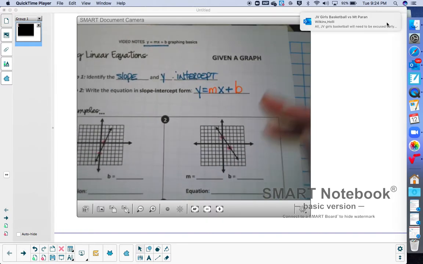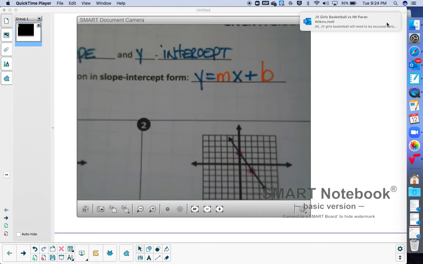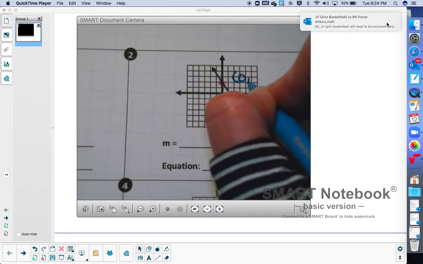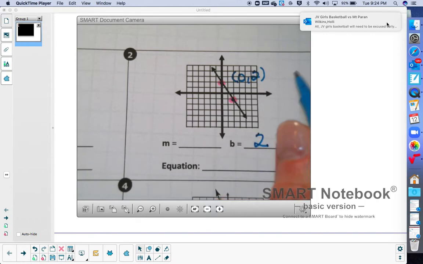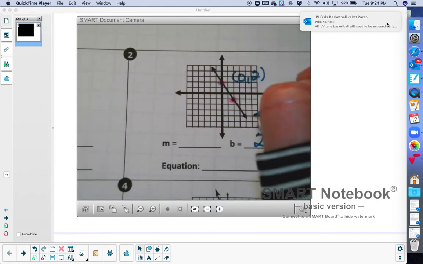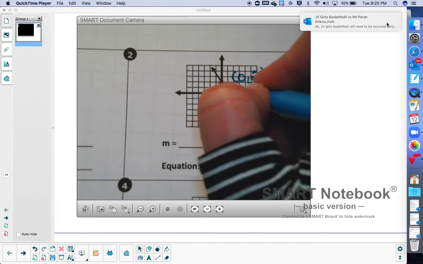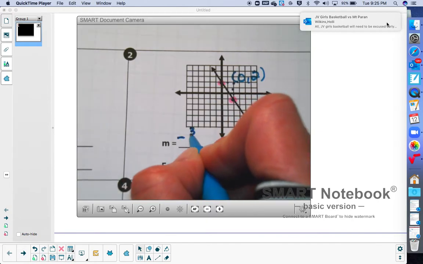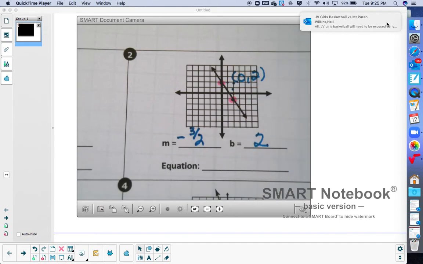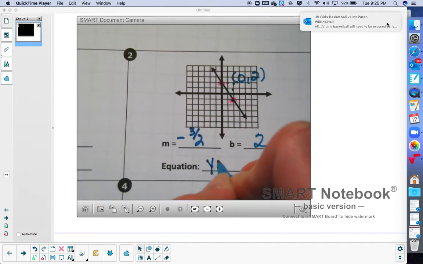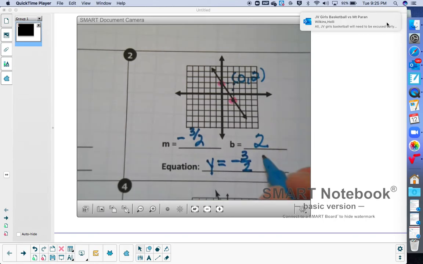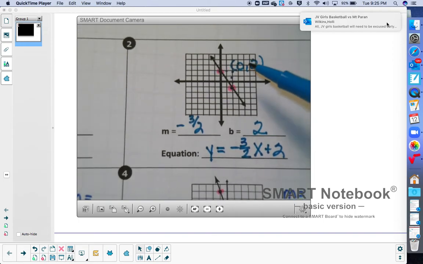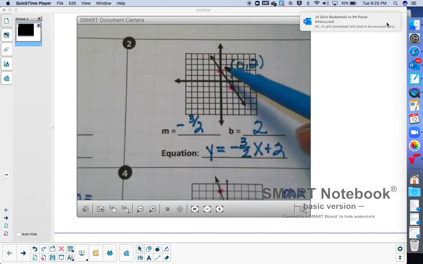This line crosses, let me zoom in, the y-axis at the point (0, positive 2). So that means your b is 2. And the slope for this line is falling, so it has a negative slope. When I count between the two plotted points, it looks like this slope is negative 3 over 2. Up 3 and over 2, back to the left. So here's my equation, negative 3/2, I'll write the x really big, plus 2. So I'm just identifying where it crosses the y-axis, and I'm counting out the slope between the two points.